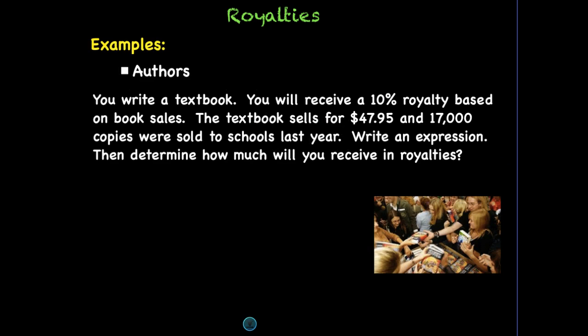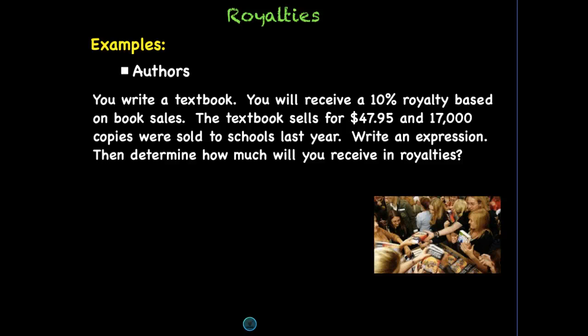Let's look at an example problem using royalties. So let's talk about authors. Let's say you write a textbook. You will receive a 10% royalty that's based on sales. The textbook sells for $47.95, and because it's a textbook, a lot of schools are going to be purchasing it for their students, so 17,000 copies were sold to schools last year.